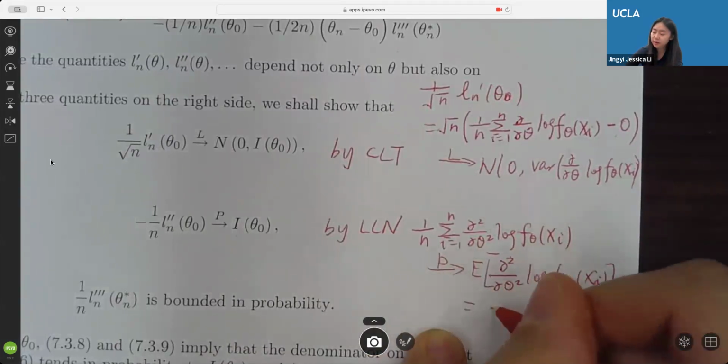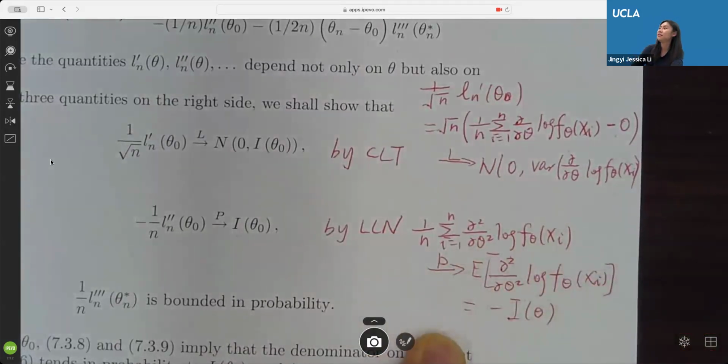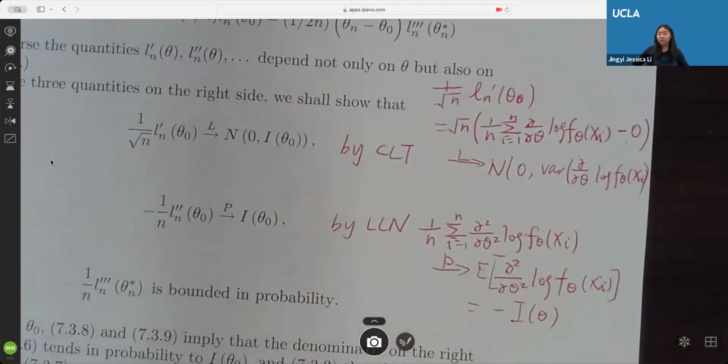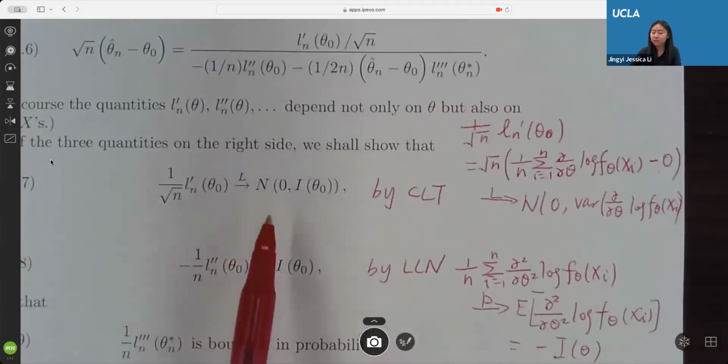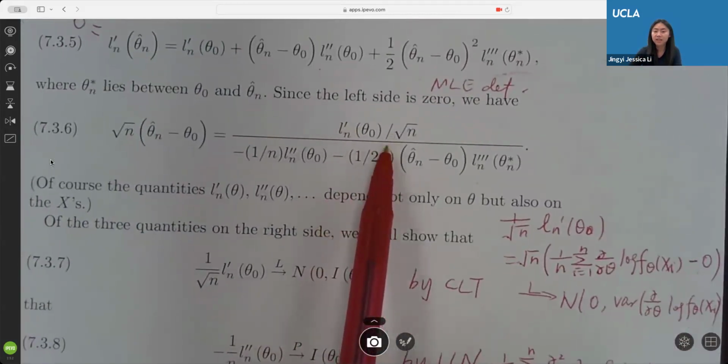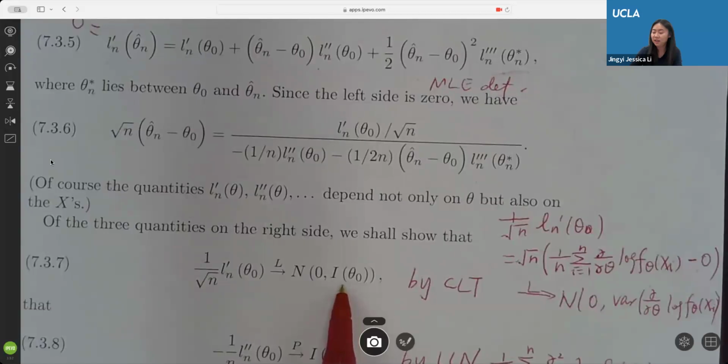Right? And this is minus Fisher information. That's it. Does that make sense? Yeah. So that's why these two terms: the numerator has central limit theorem like normality.